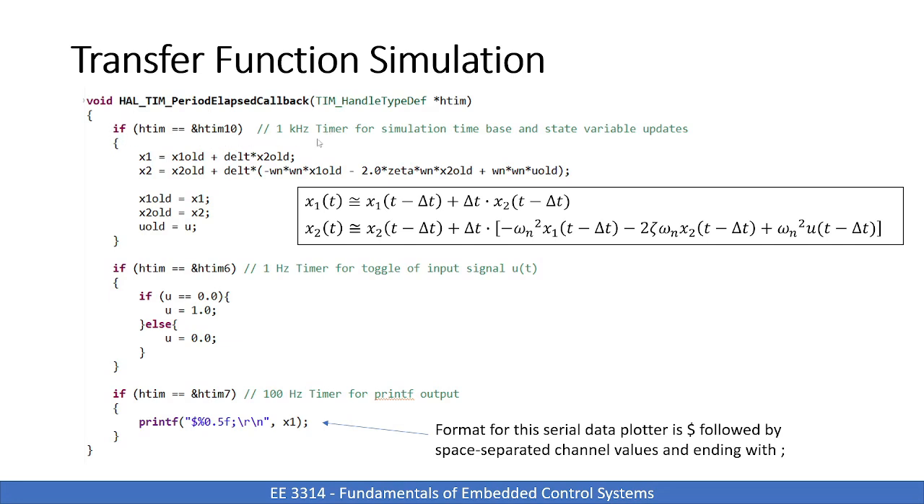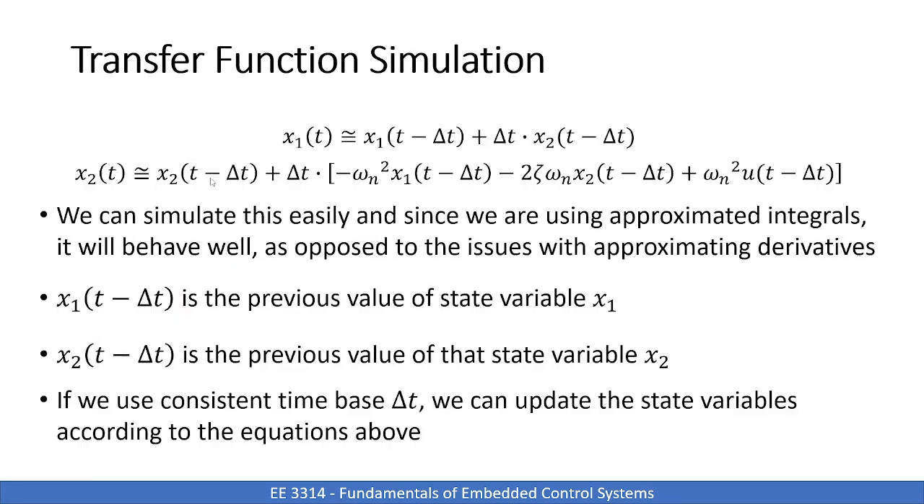This is the 1 kilohertz timer where we're actually updating our state variables. So you can see we're updating x1 based on a previous value of x1 plus our delt, which is our delta t, times x2 old, right? So we have our new state variables in terms of our integral estimation of our derivatives times delta t plus our old value, which is given in terms of our transfer function parameters. So this is just another way of implementing what we just said above in these equations right here: x1 is x1 old plus delta t times x2 old.